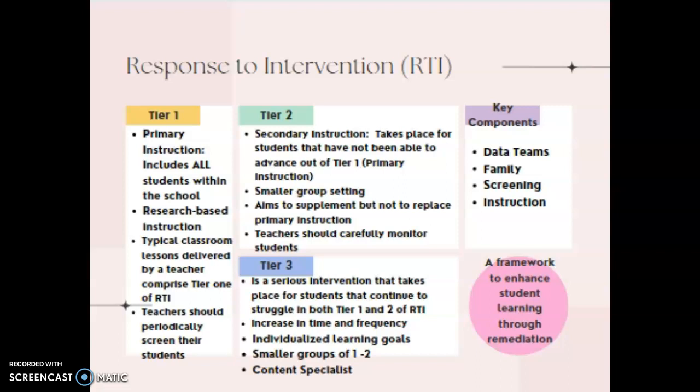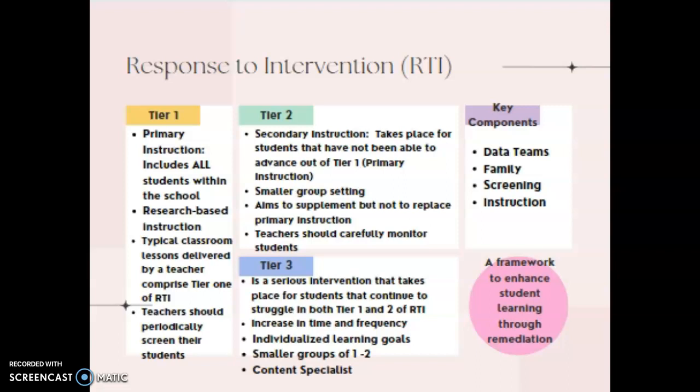Instructional Tier 2, Secondary Instruction, takes place for students that have not been able to advance out of Tier 1, Primary Instruction. Students are identified as in need of intervention and are given the opportunity to learn in smaller group settings.